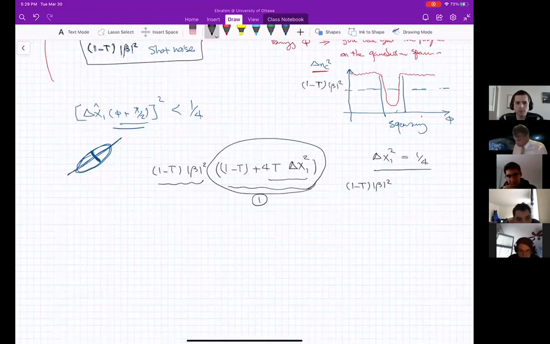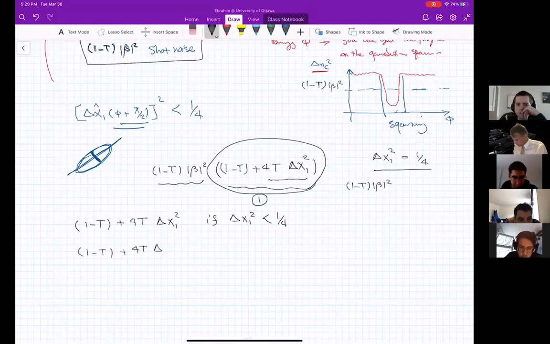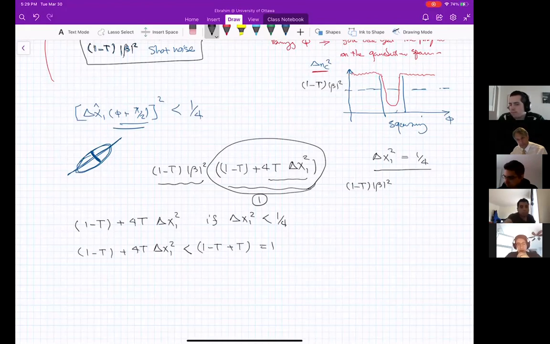Okay, lovely. So just for the rest, if you caught that, that's excellent. If not, that's the expression: 1 minus t plus 4t delta x1 to the power of 2, okay? So if delta x1 to the power of 2 is below 1 divided by 4, then this expression 1 minus t plus 4t delta x1 to the power of 2 is below 1 minus t plus t, which is below 1. Okay? When the squeezing happens.